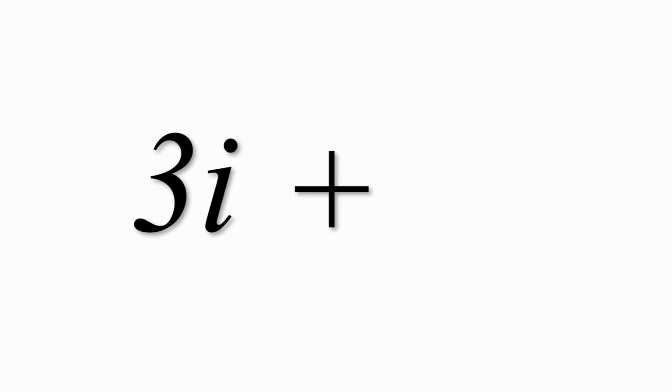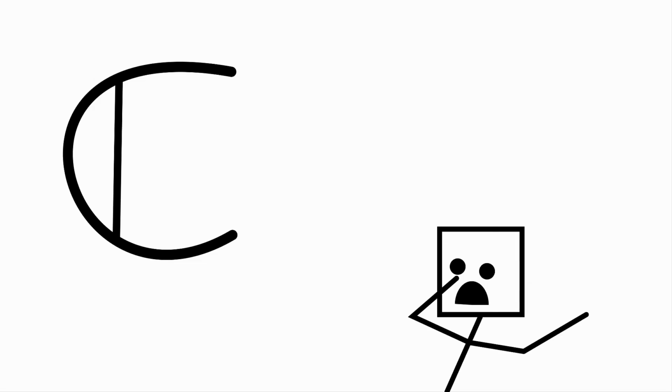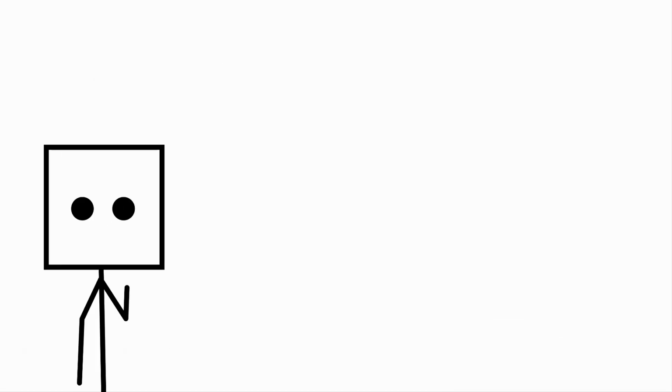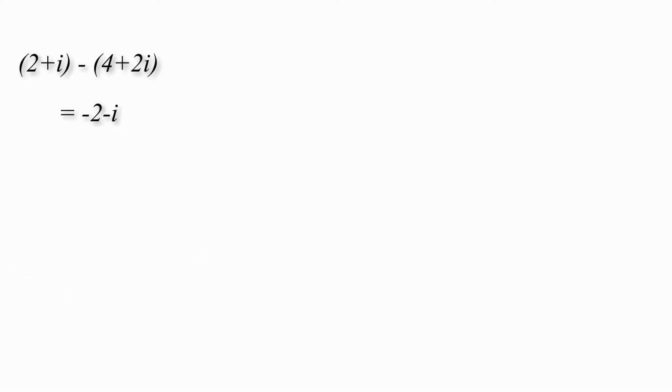Imaginary numbers can be combined with real numbers to create a set called complex numbers, and they're everywhere, especially in quadratic equations. Complex numbers work the same as any real number. You can add them, subtract them, multiply them, and divide them.